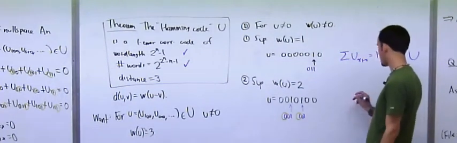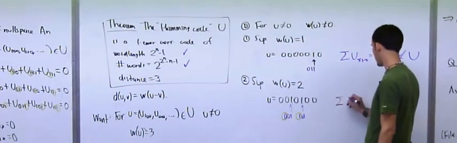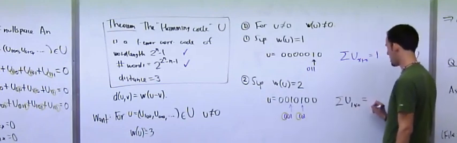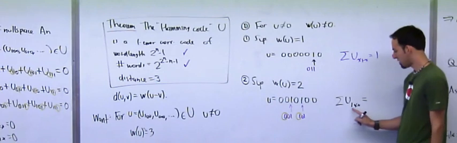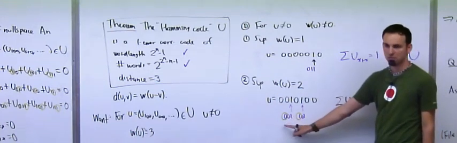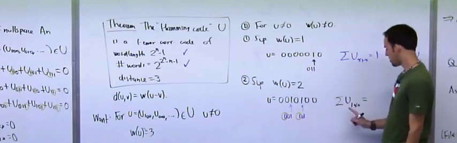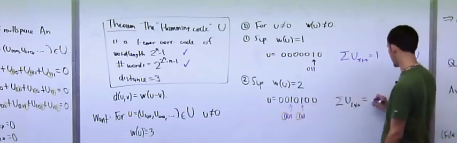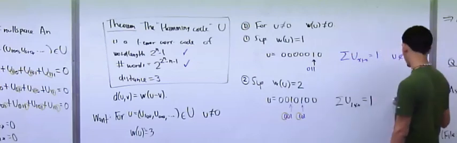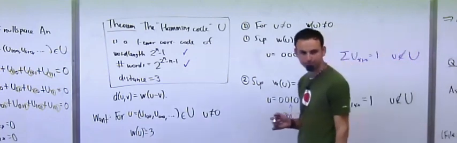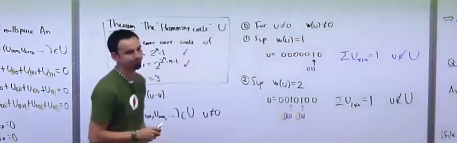And look at this equation. Summation of u, that coordinate, the other ones. What is that equal to? Well, these two disagree in that coordinate, so one of them has a 1, one of them has a 0. So one of these ones appears in the summation, one of them does not. So this is 1, which means that u is not in the null space. So the weight of a word cannot be 2.